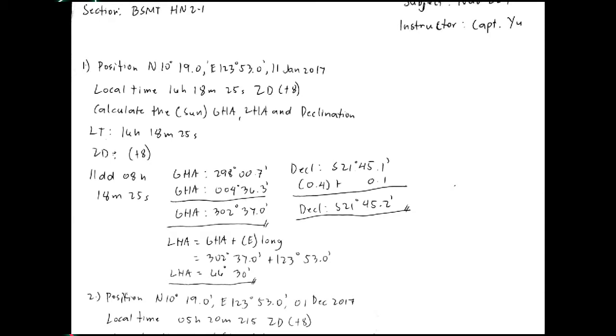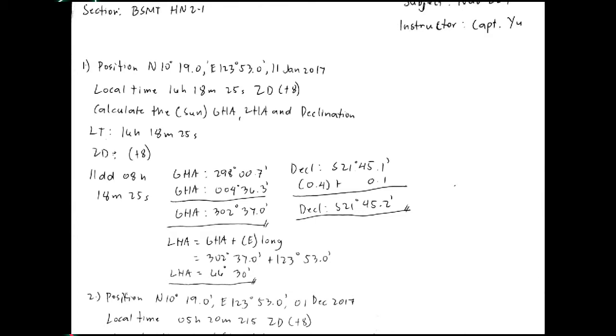Next is the declination of the sun. To solve it, we will still use the nautical almanac between January 10 and January 12. Look down the column to get the value for 8 hours due to the zone description. That gives us the value 21 degrees south, 45.1 minutes. Next is to find the value of the change of declination, which gives us 0.1. We will just add, so we have 21 degrees south, 45.2 minutes.